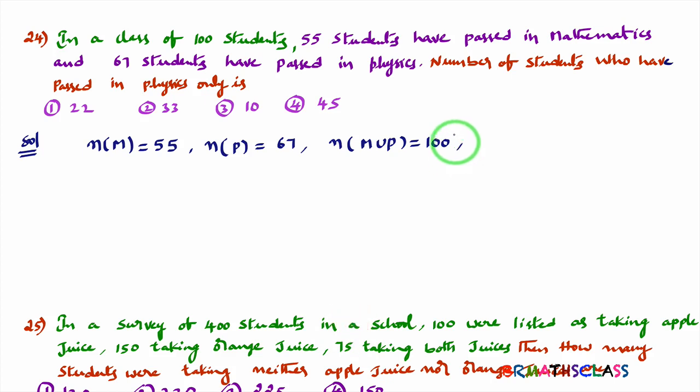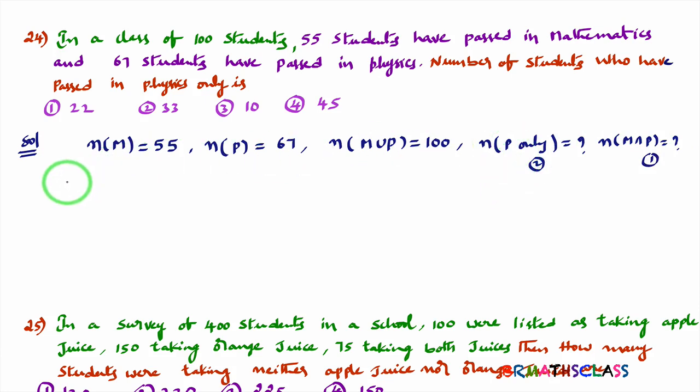Please think of it. What are they asking at the end? The number of students who have passed physics only. Already they gave the number of students who passed physics. Who passed physics is different from who passed physics only. So we need to calculate the number of students who passed physics only. N of M is there, N of P is there, N of M union P is there. So first I'll calculate N of M intersection P. Next I'll calculate N of P only.